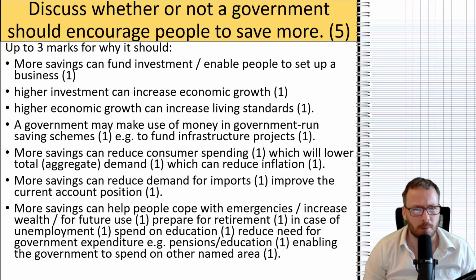But the easiest one that most students get is this last one here. It's really good to help for emergencies. It's good to help for retirement. What if you're unemployed? It helps the government because they don't need to provide the money for pensions. Okay, so this is all the different ways to get marks for this question, up to 3 marks for this side. Now we need to look at the other side.